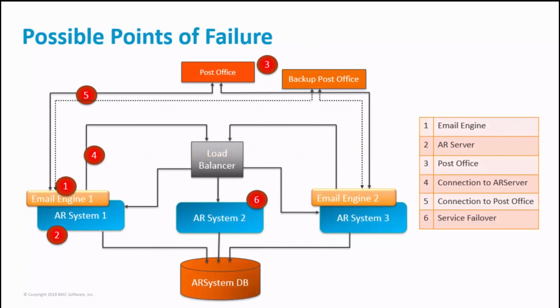Since we're talking about keeping the email engines up and running, it's important to understand the areas of an email engine environment that are at potential risk. First, we have the email engine itself. Then we have the AR system servers. Next, we have number 3, the post office. Then the connection to the AR server, the network connection to the post office, and finally the service failover feature itself. Understanding the potential areas of risk, we're now going to look at some specific failure scenarios and then discuss how to prevent the email engine from suffering as a result.